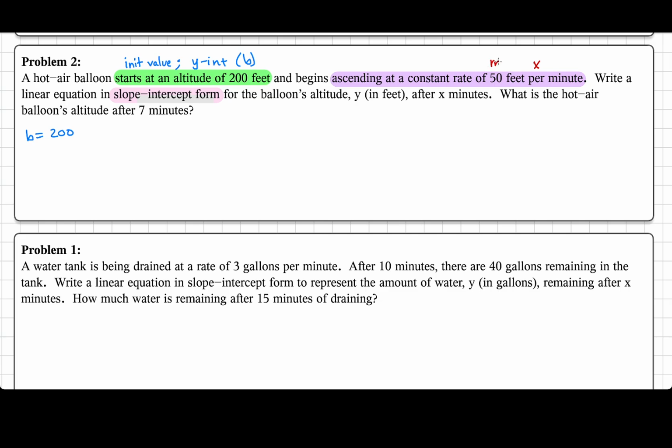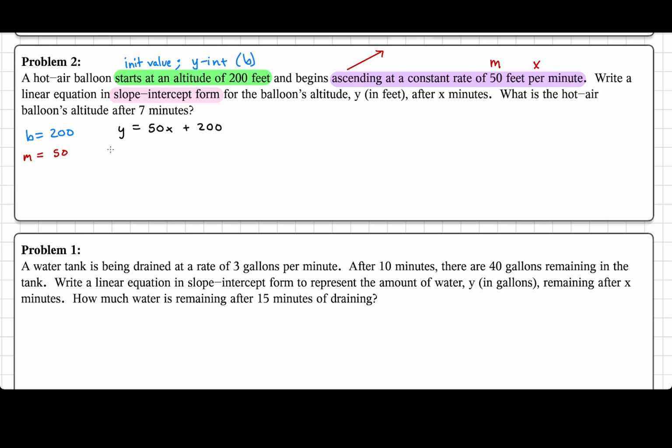And it's 50 feet. So we got our m. Now ascending means you're traveling in a positive slope, a positive direction. So ascending means we're going up, so it's plus 50x in this case. So our equation, we're going to have m is equal to 50. So our equation is just going to simply be y equals 50x plus 200.